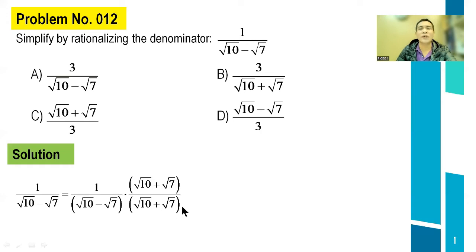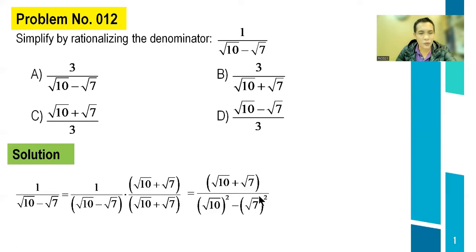Why the square root of 10 plus the square root of 7? In this case, we can remove the radical expression in the denominator. So this is equal to 1 times square root of 10 plus square root of 7. Of course, this is the square root of 10 plus the square root of 7. So what is the product of the square root of 10 minus square root of 7 and the square root of 10 plus the square root of 7?